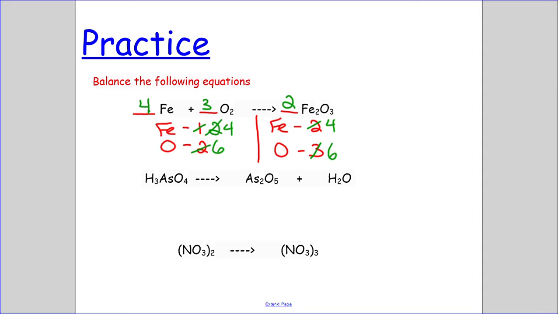I have 6 oxygens in each one. And so I can double check my work by looking at my coefficients. 4 irons in the reactants, 2 times 2 gives me 4 in the products. I have 3 times 2 oxygens in the reactants to give me 6 in total, and 2 times 3 gives me 6. So I have the same numbers, and the equation is balanced. The coefficients I could write as 4, 3, and 2.